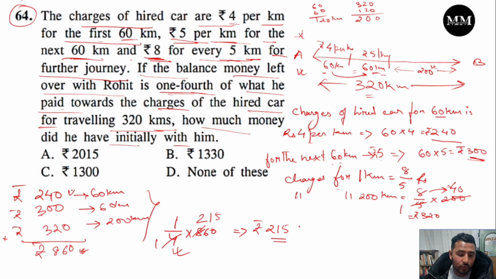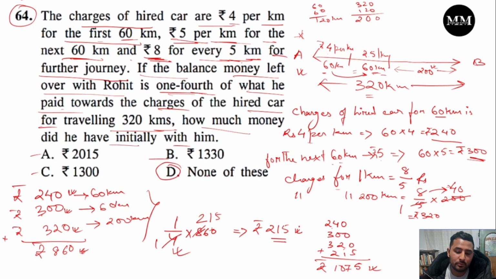We'll have to add all this: 240, 300, 320, and 215. Okay, so let us add. This will be 5, 4 plus 2 is 6, plus 1 is 7, 2 plus 3 is 5, 5 plus 3 is 8, 8 plus 2 is 10. So initially how much did he have? He had rupees 1075. Okay, so the answer will be: option A is 2015, B is 1330, C is 13. So the answer will be none of these. For question number 64, the answer will be D. We are getting rupees 1075 initially.